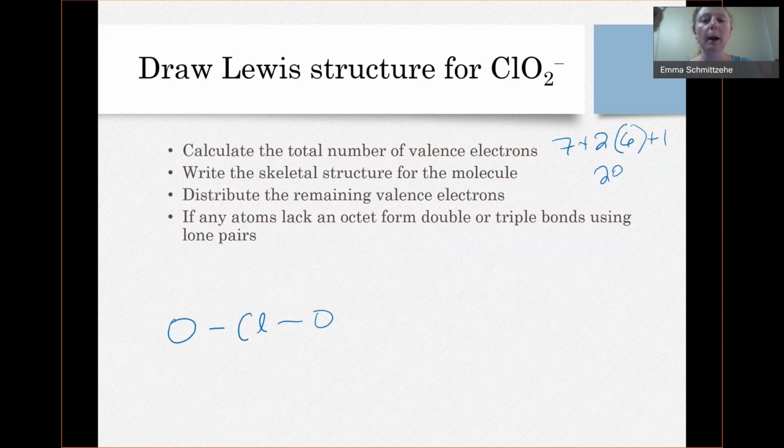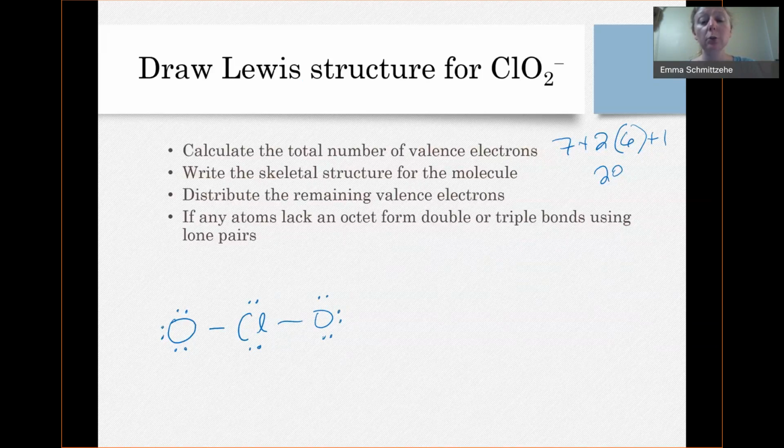Okay. So right now, for our skeletal structure, we've used 4 of those 20 electrons. So we have 16 more to work with. And so what I'm going to do here is I'm going to fill up the octets on the outer atoms. So I'm going to use 6 of the remaining 16 on one oxygen, and the other oxygen will also have 6 on there as lone pairs. And so now I've used, what, 16 total? So I have 4 more. So those will go on the central atom.